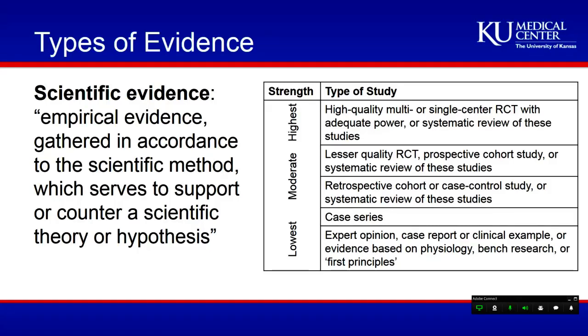So I can go all the way down: retrospective cohorts, case control studies, case series, which is just looking at a series of interesting subjects, interesting cases, and maybe how their treatment worked or did not work. And then finally, at the very bottom is expert opinion, case report, clinical example, or evidence based on physiology, bench research, or first principles. I want to be clear here: just because something is at the bottom of this table does not mean it doesn't have value.